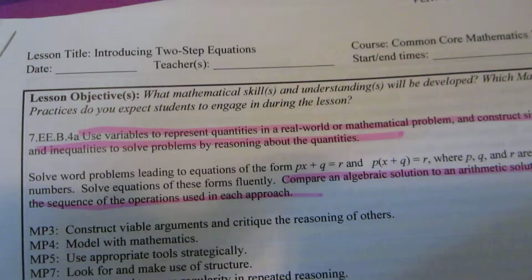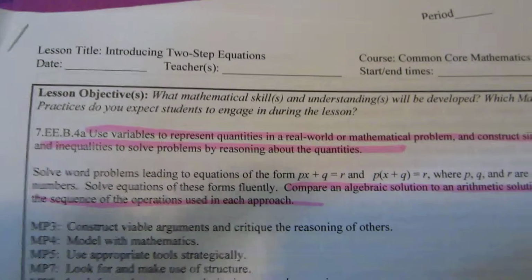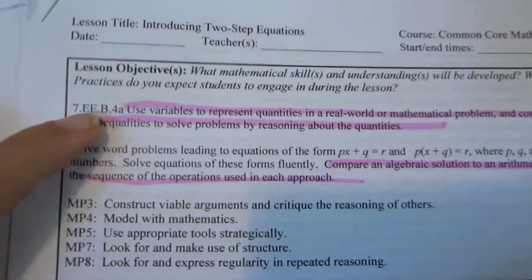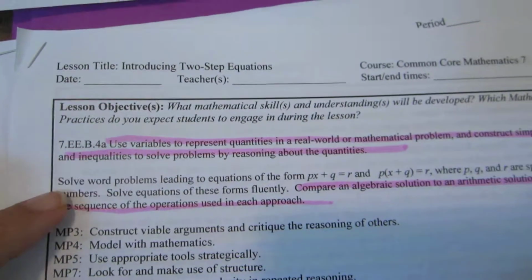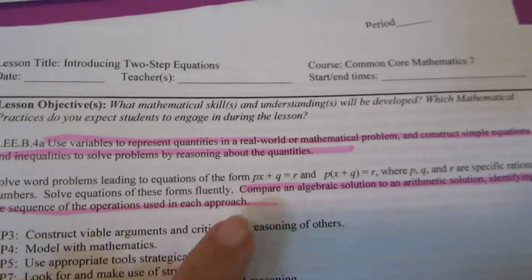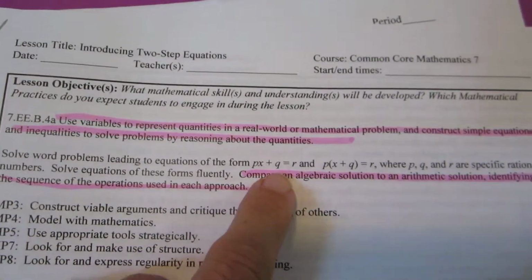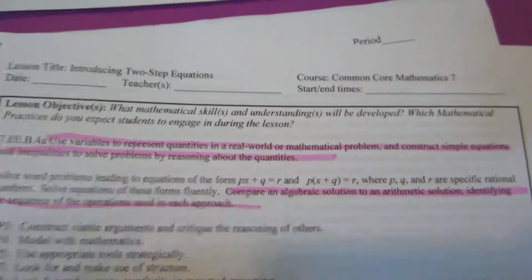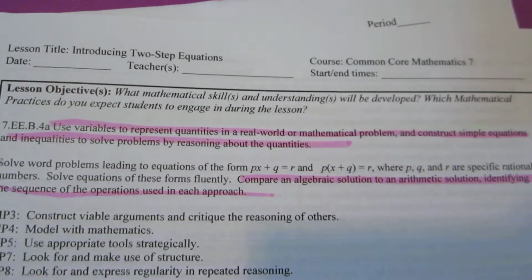So here's my feedback for the 7th grade lesson, Introducing Two-Step Equations. The standard was 7.EE.4a, solving word problems leading to the form px plus q equals r and p times (q plus x) equals r, and so on.